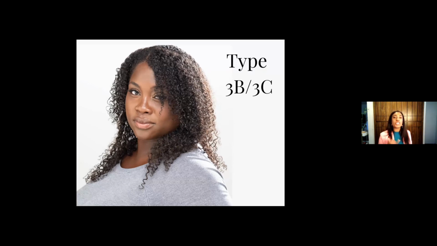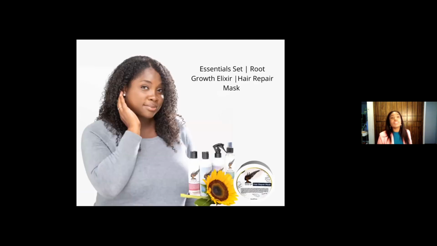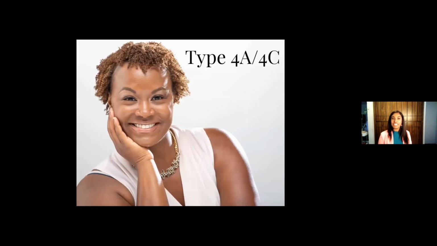So this hair type and hair texture needs to have hydration, it needs to have moisture, and it benefits greatly from oils. What do I recommend for this hair type? Our Essential Set, our Root Growth Elixir, and our Hair Repair Mask. Excellent for this hair type. With this hair type and hair texture, you really want to make sure that you nurture the scalp. What your hair type is going to benefit from is massaging the oils into your scalp and, yes, working them down into the hair shaft. So this hair type greatly benefits from the Essential Set, Root Growth Elixir, Hair Repair Mask, and it will be so happy.